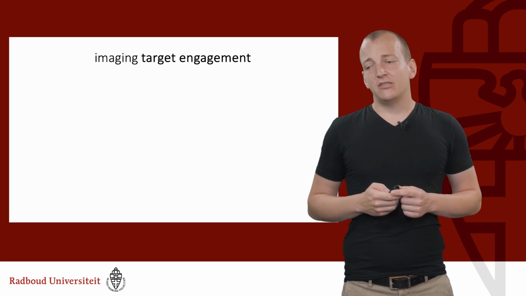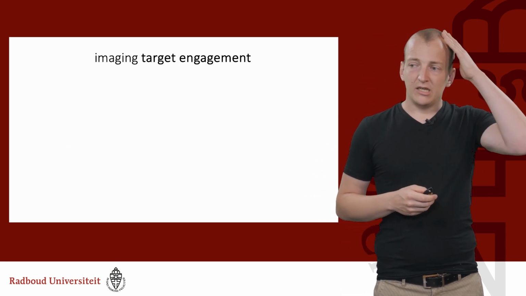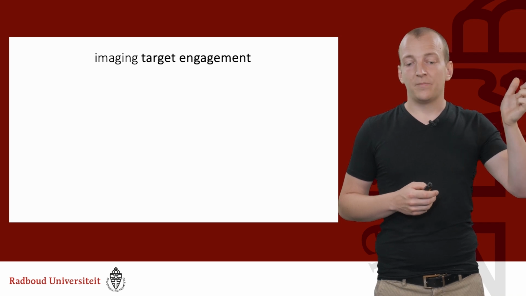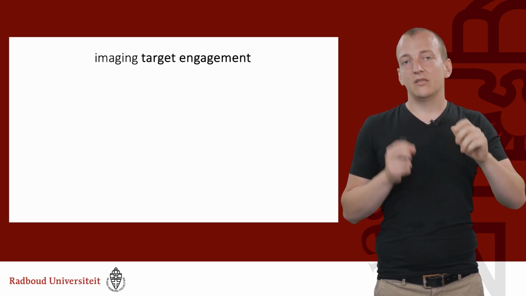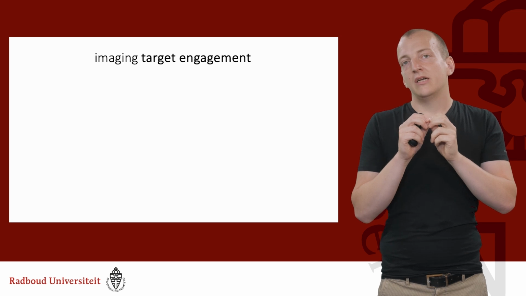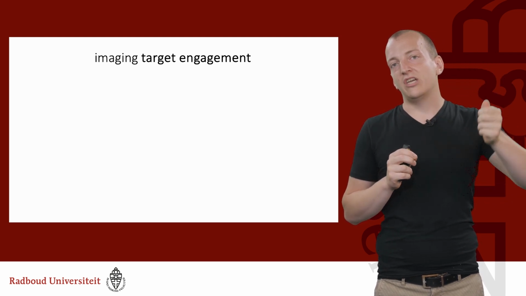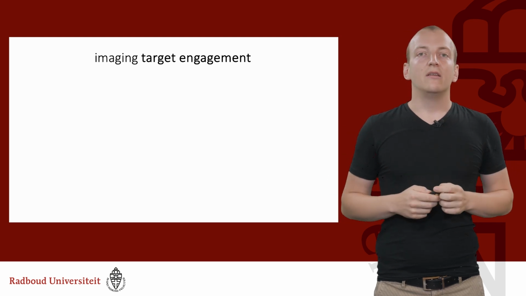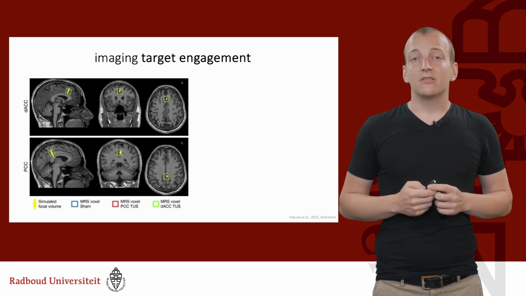Can we image target engagement? So we use a brain stimulation technique and we combine that and we find an effect on our outcome measure. What we would like to know is that intermediate step. Is TUS leading to a change in brain activation that then leads to a change in our outcome measure? And actually we can use imaging methods to look at this.